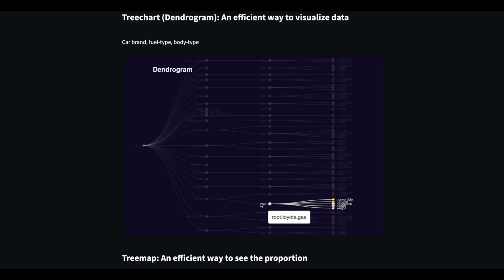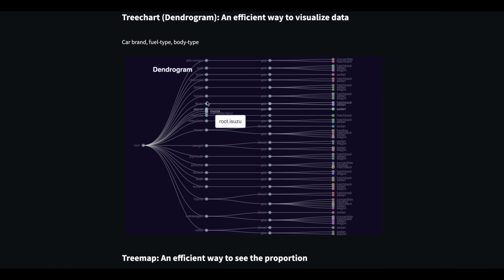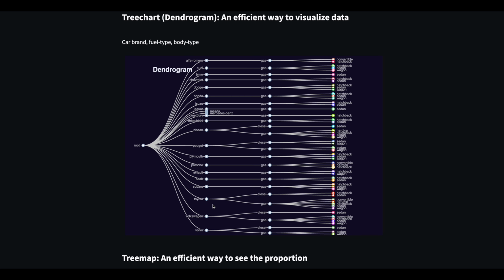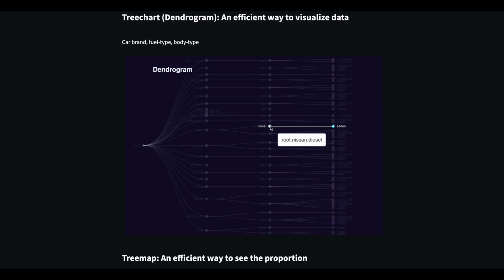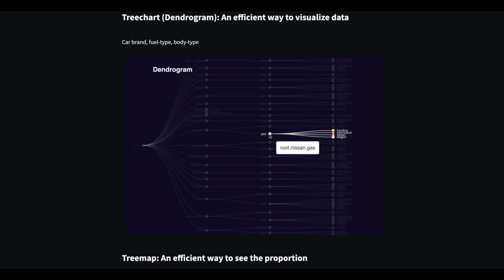This chart also reveals powerful insights. For example, you can quickly see that Nissan offers both diesel and gas models. But under diesel, there is only one body type, whereas gas models have multiple body types. This makes it easy to understand relationships at a glance.